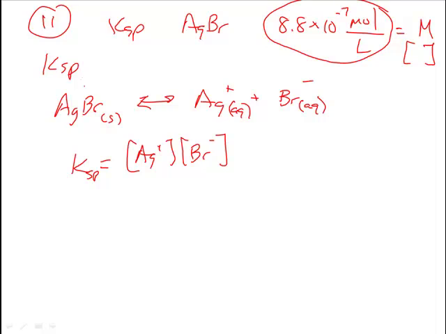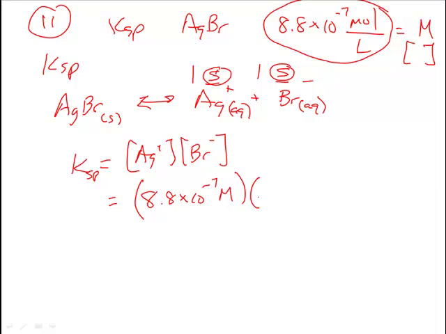Now, if the concentration of this was S, the concentration of this would also be S. So these two are always going to equal the concentration value because it's a 1-to-1 ratio. So the concentration of the silver is equal to 8.8 times 10 to the negative 7th molarity. And the concentration of the bromine is exactly the same in this case because it's a solid dissociating into those ions. So you multiply these two together and that will give you your KSP value.